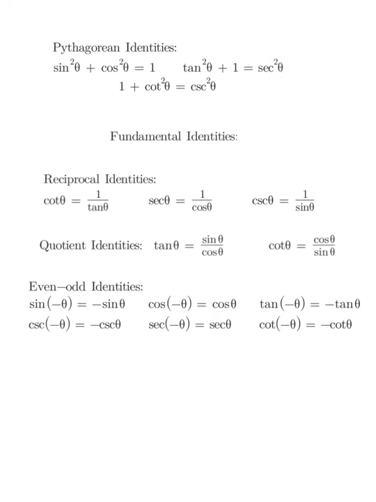This is a summary of all the identities we have to this point. First, we have the Pythagorean identities, which we just developed. And then we have our fundamental identities, which we already have used, and you should already know that cotangent is the same thing as 1 over tangent. Secant is the same thing as 1 over cosine. Cosecant is the same thing as 1 over sine. The quotient identities, that tangent is sine over cosine, or that cotangent is cosine over sine. And we have already talked about which functions are even or odd. Remember, the only ones that are even are cosine and secant. Everything else is odd.